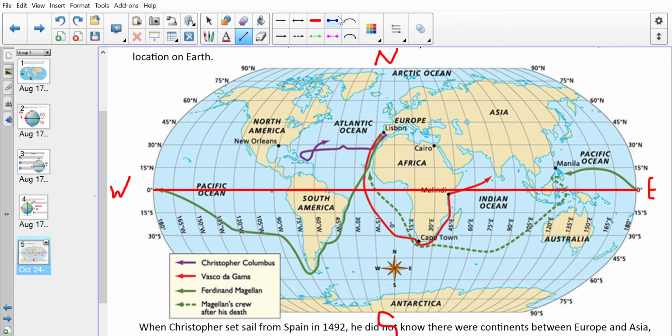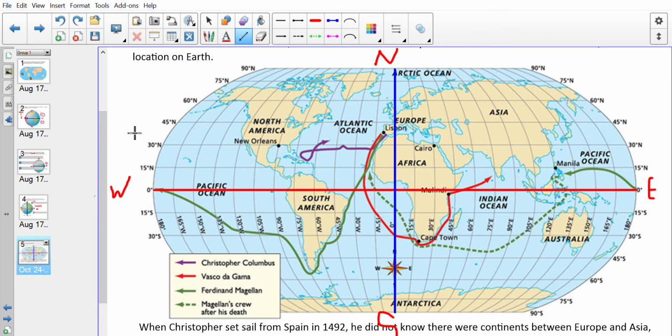And then we also have our line that runs up and down, or a line of longitude that measures 0 degrees, and this is called the Prime Meridian. So we can see we have our northern hemisphere all up here, we have our southern hemisphere, we have our eastern hemisphere, and our western hemisphere.